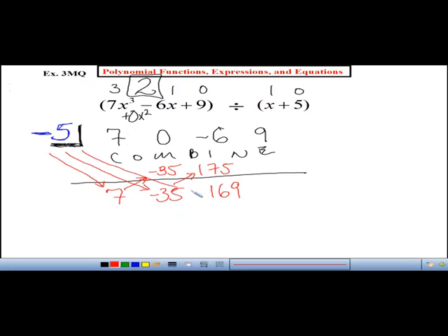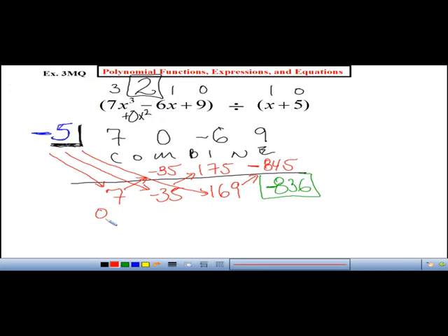And lastly, we're going to multiply -5 times 169. That goes up here. That's negative 845. Since this is the last one, this will be our remainder. What is negative 845 plus 9? That's negative 836. You're like, Mr. Q, now we have a remainder. Of course we have a remainder.